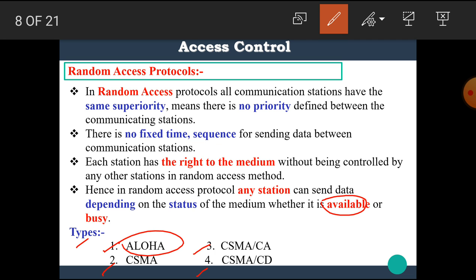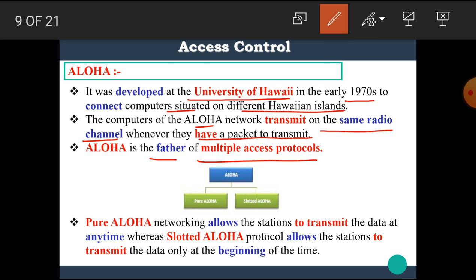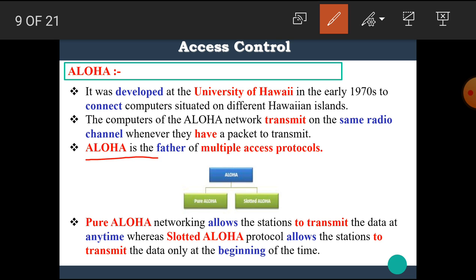Let's first see what is meant by ALOHA. ALOHA was developed at the University of Hawaii in the early 1970s to connect the computers situated on different Hawaiian islands. The computers of the ALOHA network transmit on the same radio channel whenever they have a packet to transmit. ALOHA is called the father of multiple access protocols. Let's see once again, ALOHA is the father of multiple access protocols.